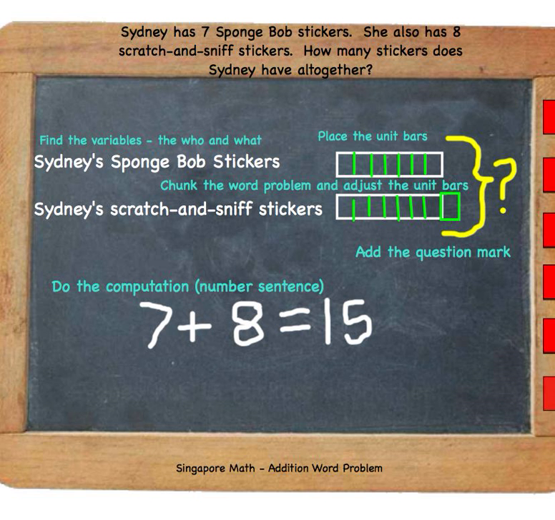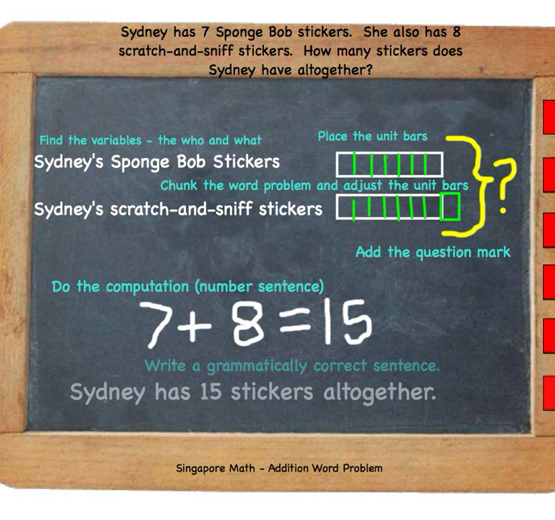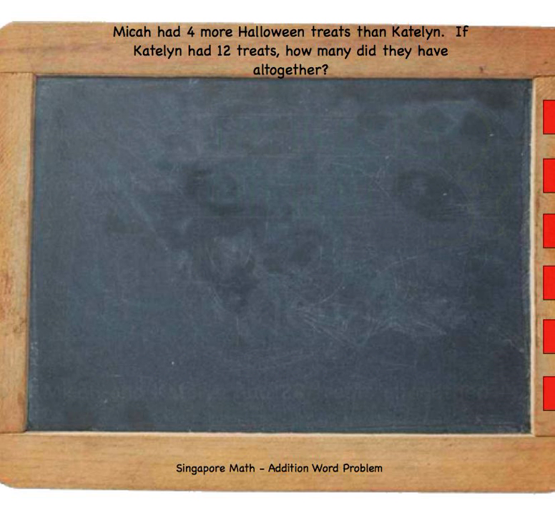But we're not done yet. Let's write out a grammatically correct answer sentence. Sydney has 15 stickers altogether. I like the sound of that sentence. It's got a who, Sydney, and a what, has 15 stickers altogether. It's also starting with a capital and ending with a period, and it looks like all of my words are spelled correctly. Let's look at a different type of word problem that Singapore Math might help you with.